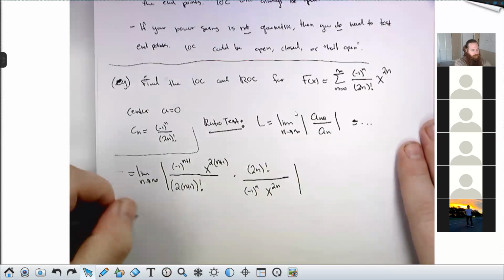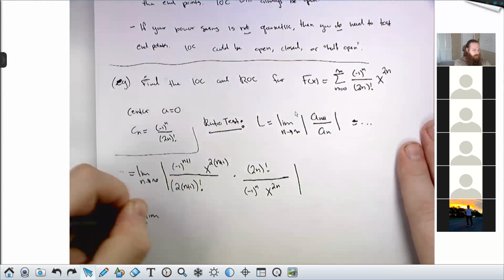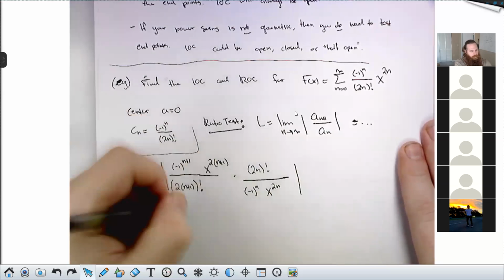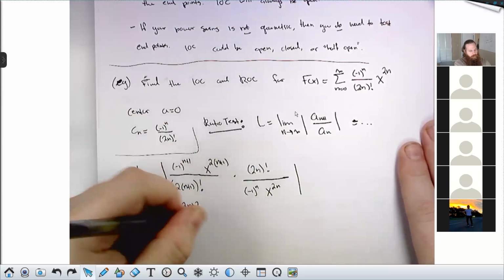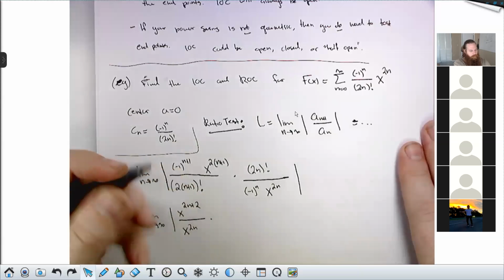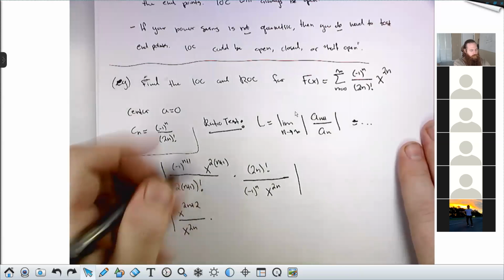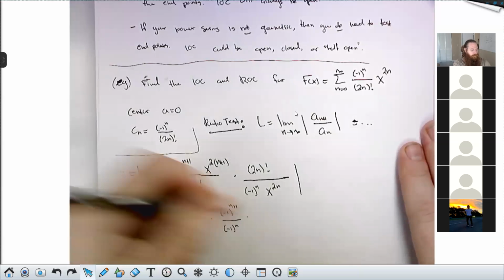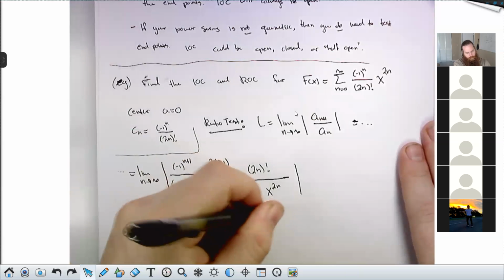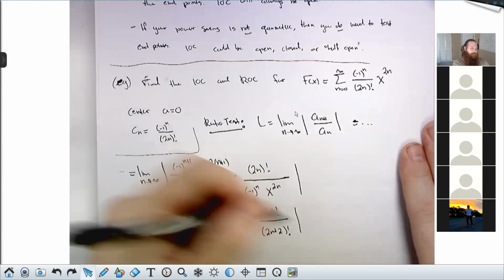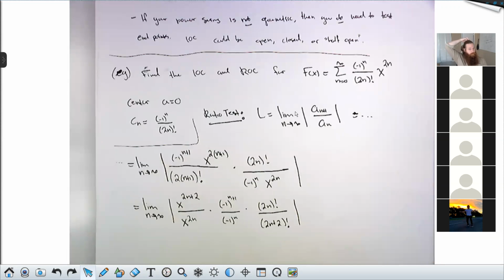And just like in the previous example, I'm going to combine the pieces that go well together. I've got an x to the, I can distribute this 2, that's 2n plus 2 over x to the 2n, times -1 to the n plus 1 over -1 to the n, times 2n factorial over 2n plus 2 factorial. Now again, here I distributed the 2 over the n plus 1 to get 2n plus 2.